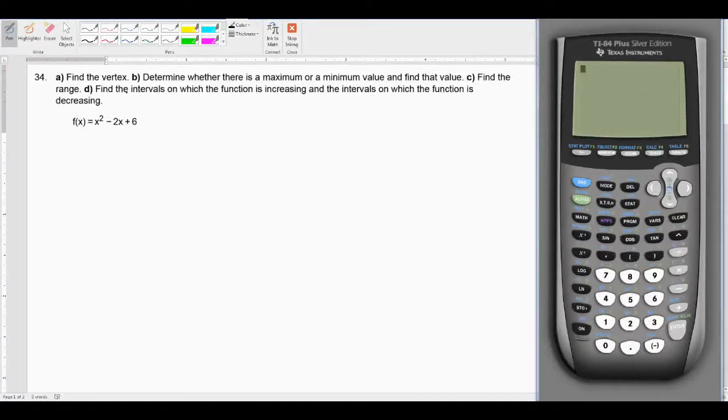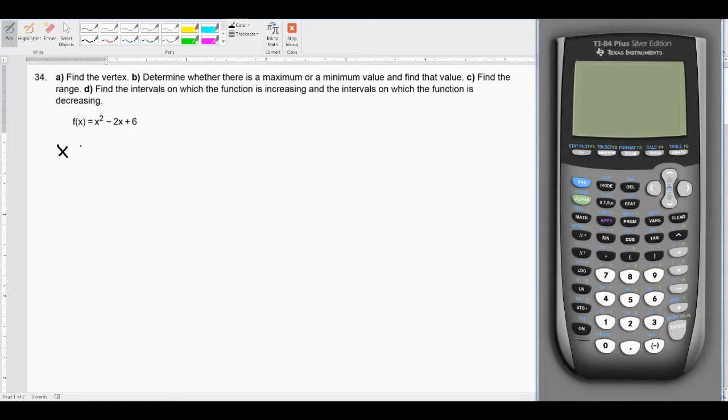For this function, we're going to find the vertex first, and the vertex is going to help us determine whether we have a maximum or minimum value at that point. And we're also going to use the vertex to help us find the range, and then we're also going to use the vertex to help us find the intervals of increasing and decreasing. So everything starts with the vertex. Now the easiest way to find the vertex is using a vertex formula.